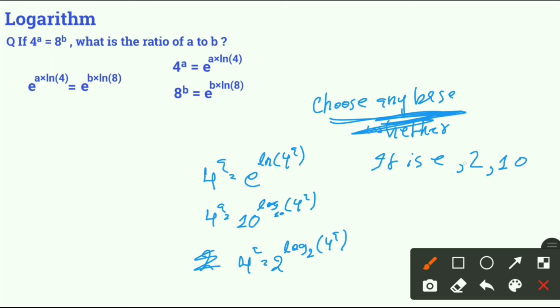That's what I'm telling you guys, that you can choose any base. You can choose e, you can choose 2, you can choose 10, you can choose 5, 4, whatever. But you just need to understand.